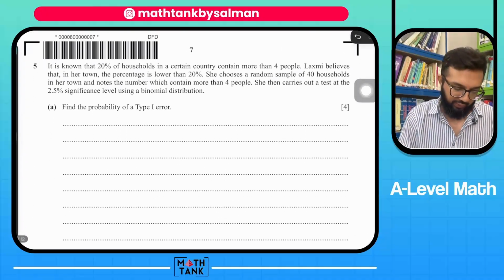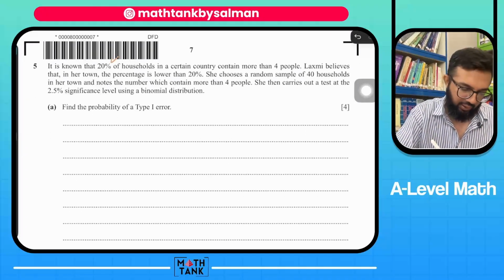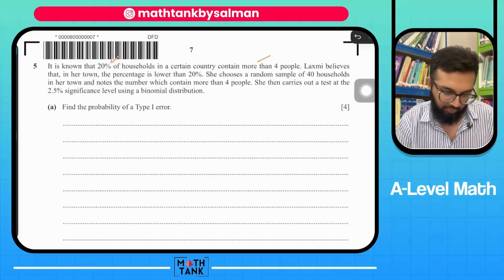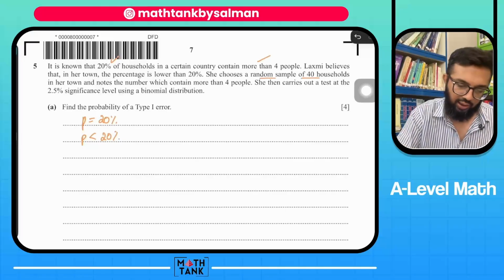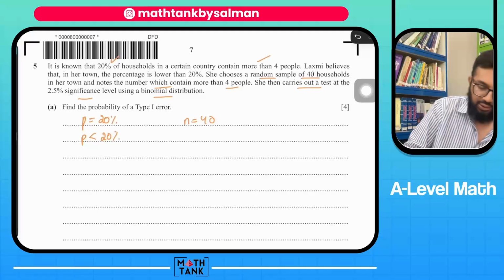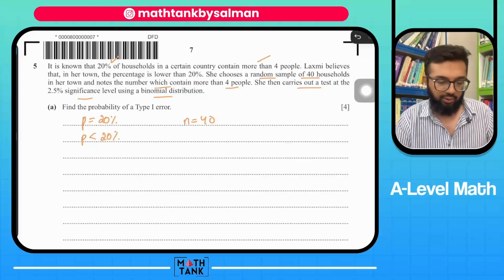Okay, question number 5. Question number 5 says it is known that 20% of households in a country contain more than 4 people. Lakshmi believes that in her town the percentage is lower. This looks like a hypothesis testing question, so I'm going to write this first. She chooses a random sample of 40 households in her town and notes the number which contain more than 4 people. Then she carries out a test at the 2.5% significance level. Using a binomial distribution, find the probability of a type 1 error.